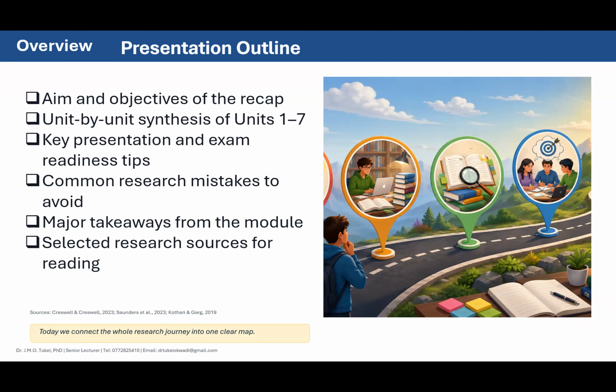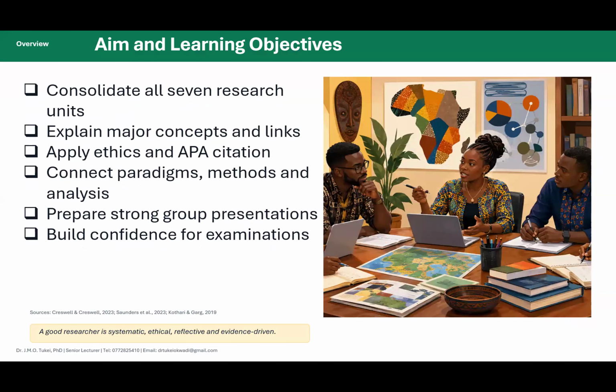Having said that, colleagues, I want us to understand that when we are here to learn, then we ought to understand exactly what we learn. The main objectives of this specific module are for us to consolidate all these 7 research units, explain the major concepts and link them, apply the ethics and the APA citation. People have mentioned this. Connect these paradigms, methods, and analysis.